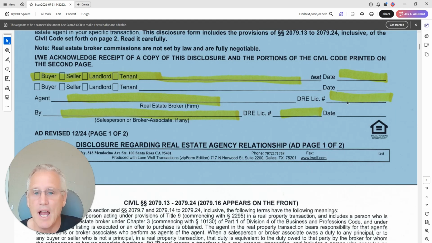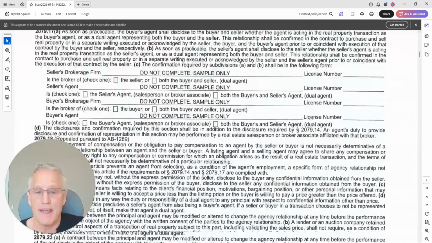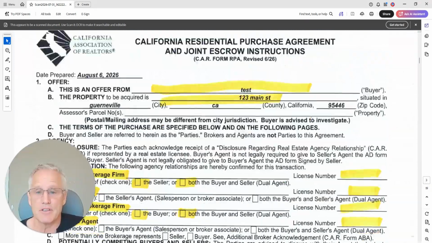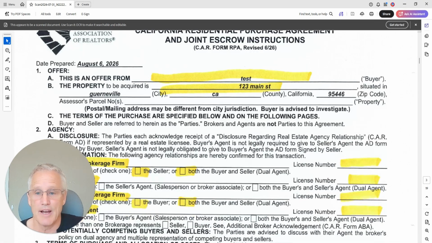Say for me, I work for Keller Williams Realty. I would put in the Keller Williams Realty name, their DRE license number, and then my name and my DRE license number. And then the next page that we go to is the first page of the residential purchase agreement contract.